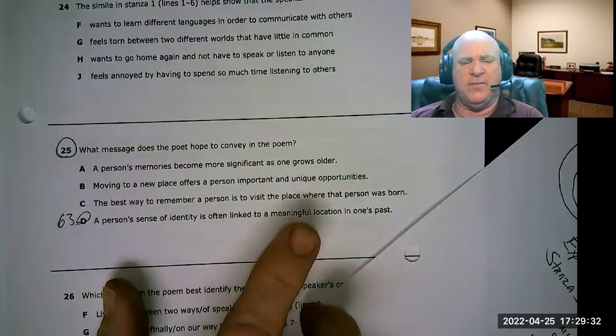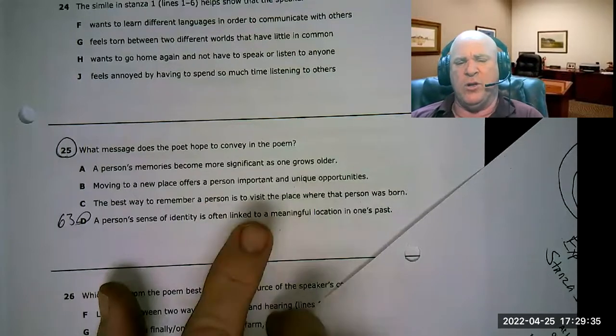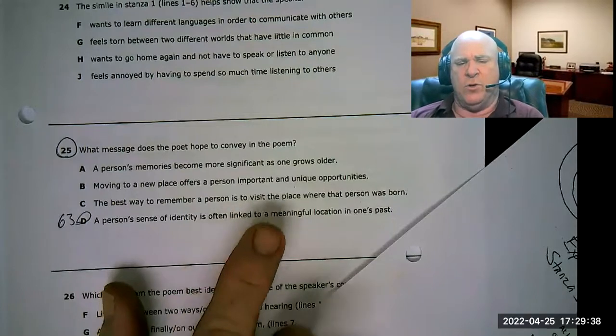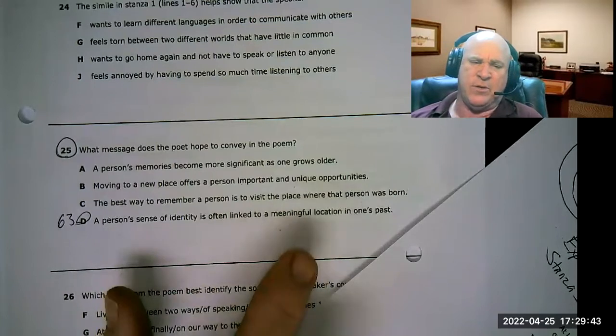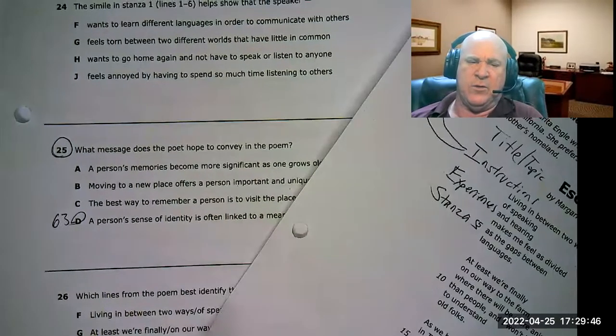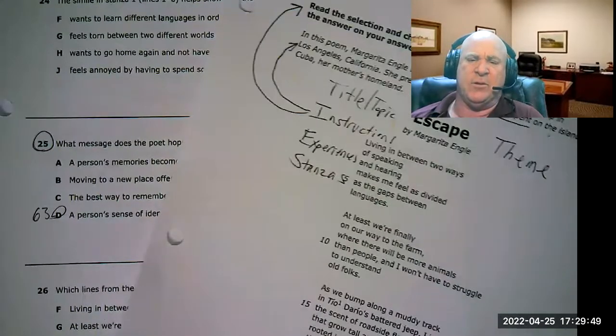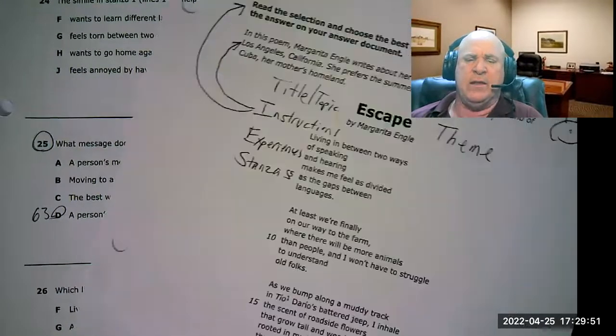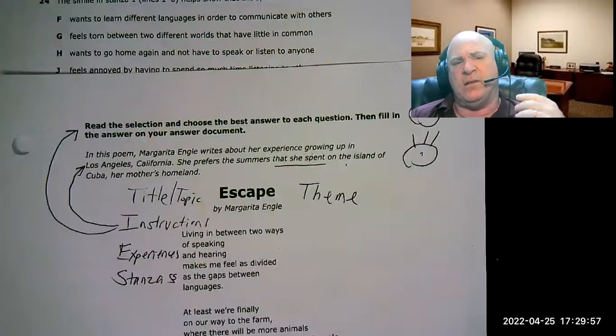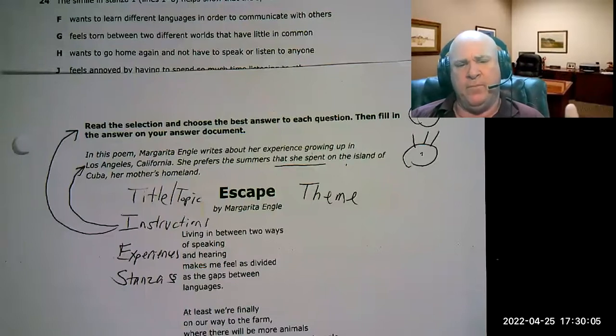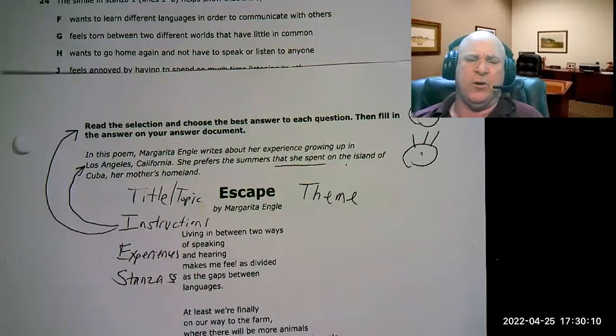D, a person's sense of identity is often linked to a meaningful location of one's past. So the location of one's past, this got only 63%. D. And so the message was secretly written inside the instructions. So what I'm trying to say is it's entirely possible that the state could give your third through eighth graders a blank verse or rhyming poem that has a little message or a central idea or a focus as well.